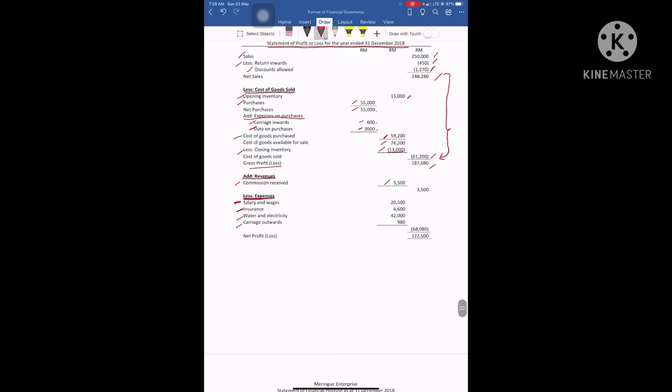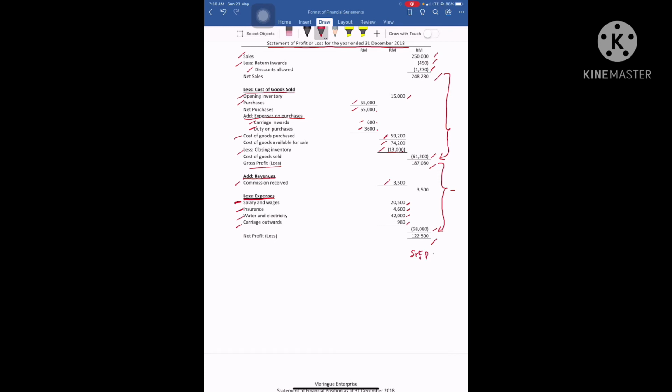All right, so we look back at our expenses. So we have to total up our expenses here: 20,500, 4,600, 42,000, and 980. So our total net expenses is 68,080. So now our gross profit here, we have to minus with our expenses. Now we get our net profit, 122,500 ringgit. So this figure we are going to bring to the statement of financial position.